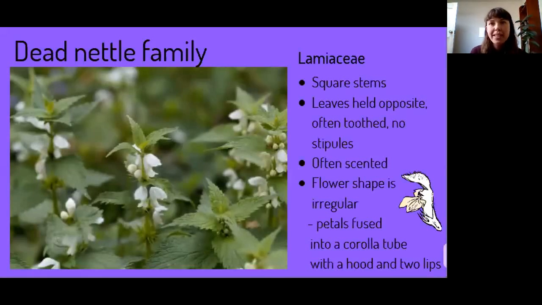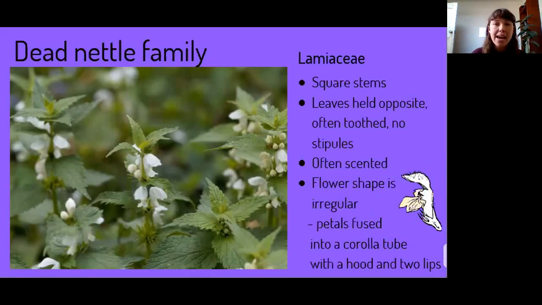So the next family we're going to have a little look at are the dead nettles, and these are one of my favourite families. The leaves can appear just like the common nettle, but they have no sting and very different flowers. So the flowers of dead nettles, the petals are fused into what we call a corolla tube. So they're kind of this shape. So they're not symmetrical at all. They've only got one line of symmetry down the middle there. And they have what looks like a hood and 2 bottom lips.